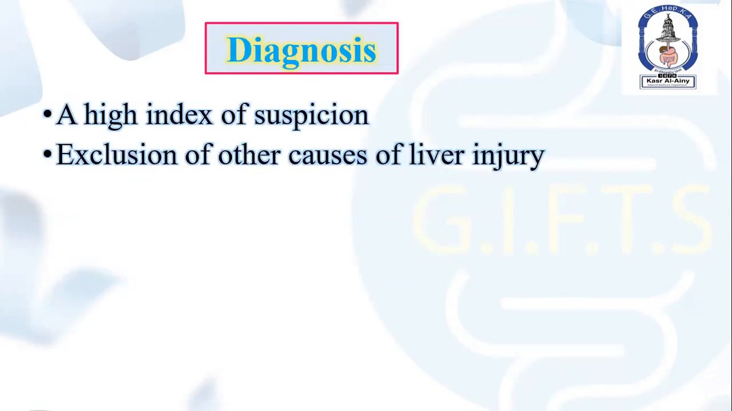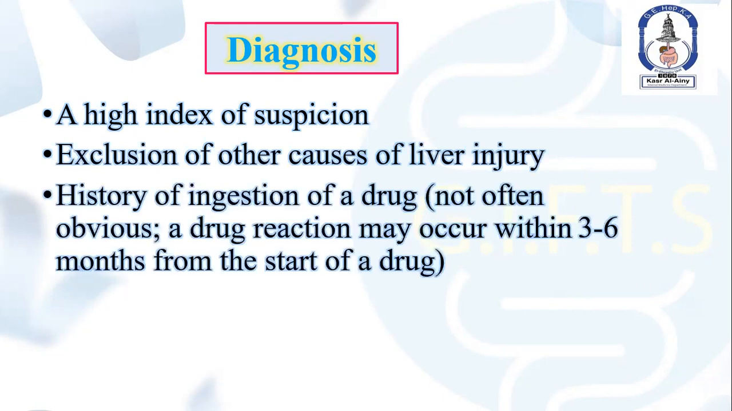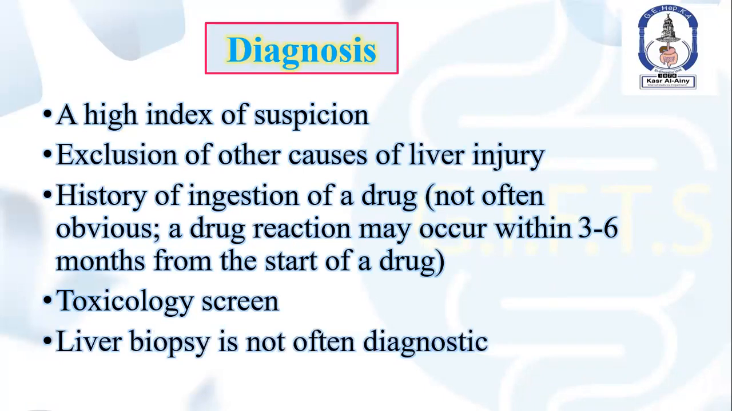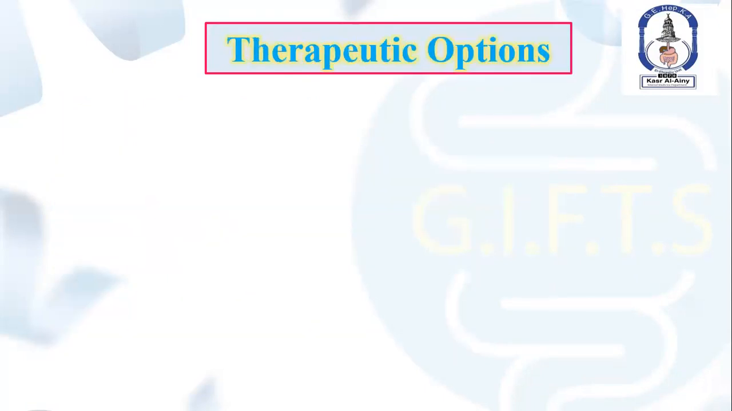Diagnosis is, of course, by suspicion and the exclusion of other causes, and of course, a history of ingestion of the drug. The pathology is not going to help a lot because it will vary according to the kind of liver damage, but it will not say that this is drug-induced liver damage. Toxicology screen sometimes, and liver biopsy is not specific.